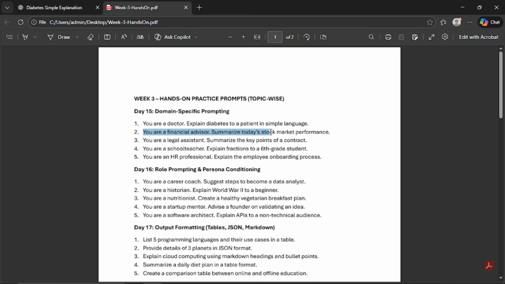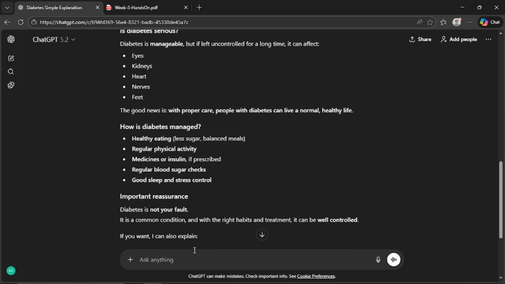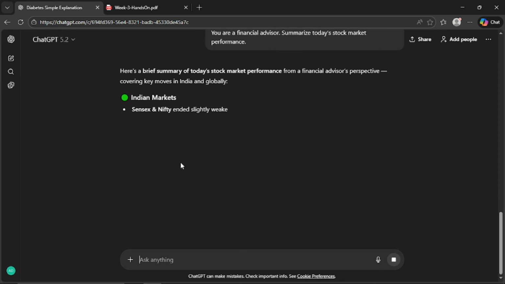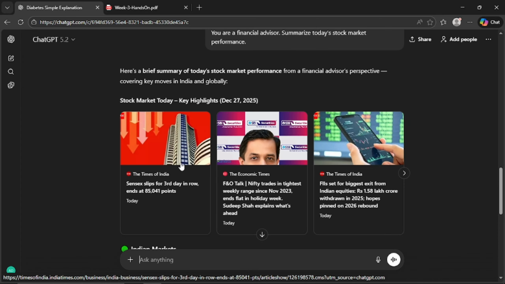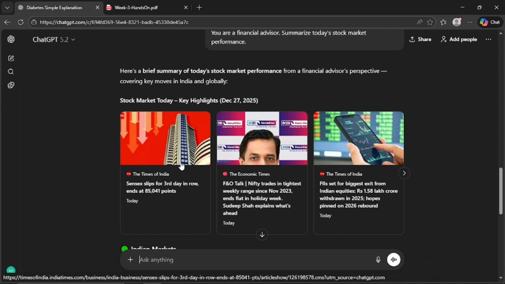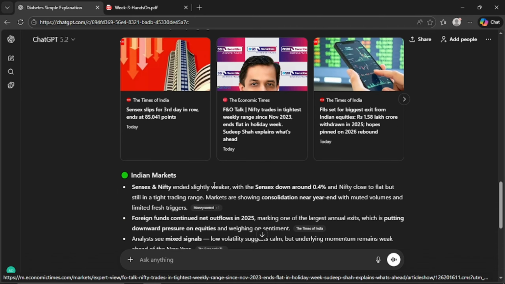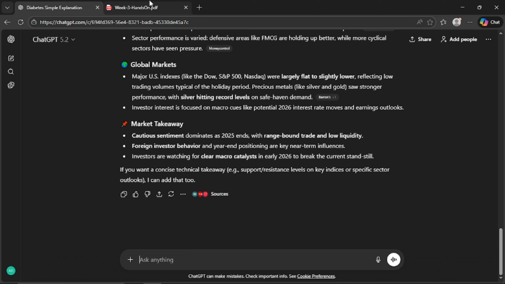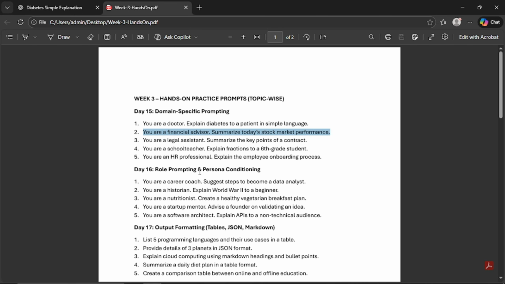Or we'll go with the financial advisor, summarize today's stock market performance. Today I'm doubtful because it's Saturday. Let's see what it actually gives us. So here you can see it's searching the web also, so it gives us the news article also, because it is actually giving us factual data. It is directly taking from the web search and giving us the news article, and then also summarizing the details. So that's how you do domain specific prompting.